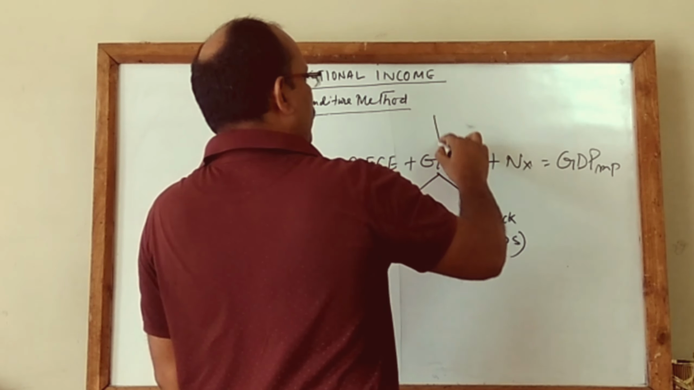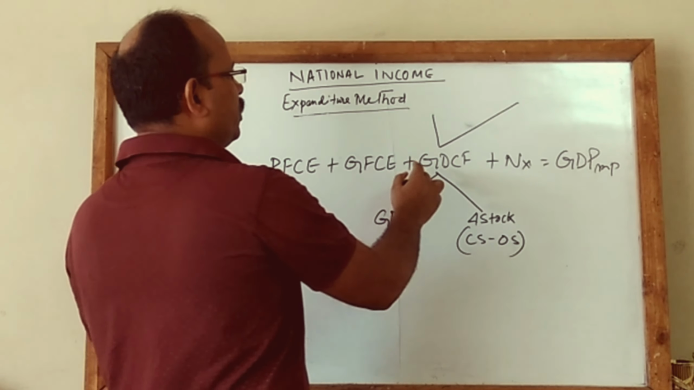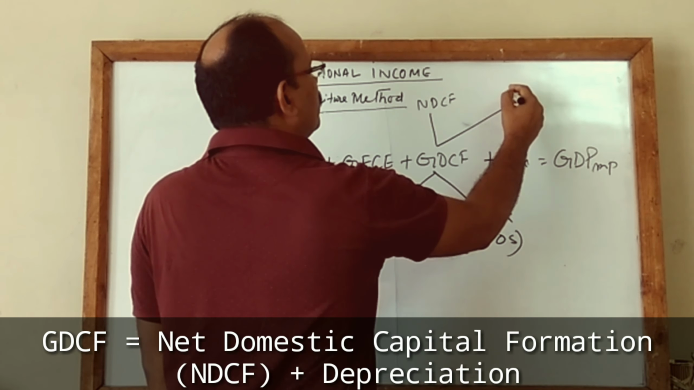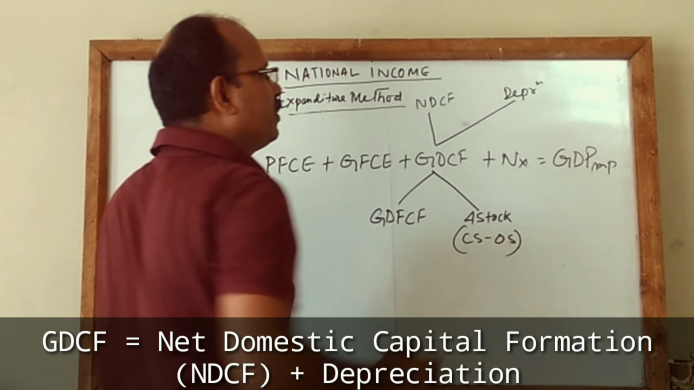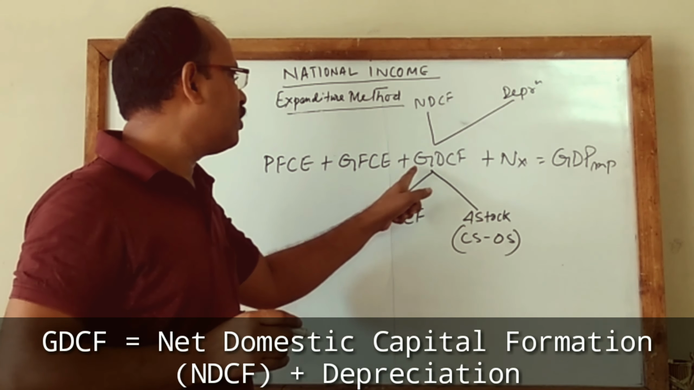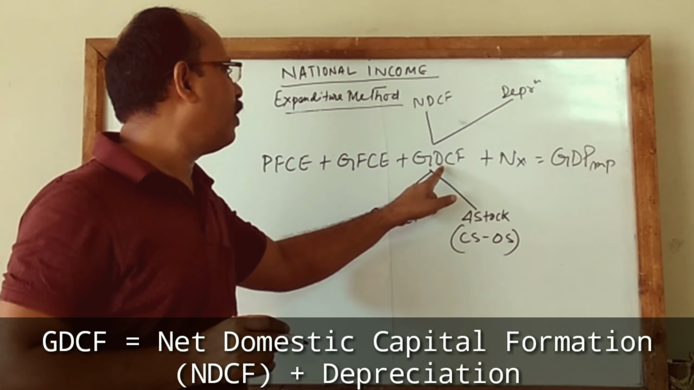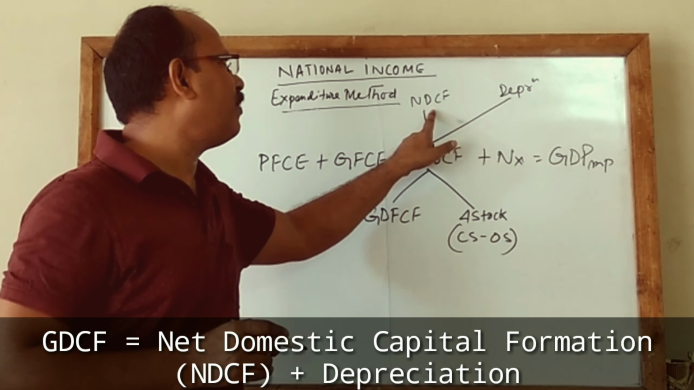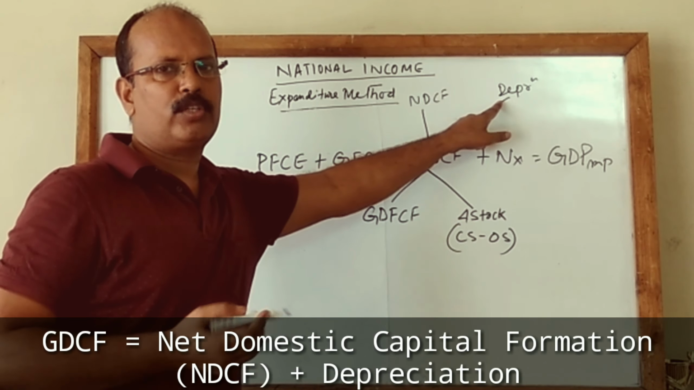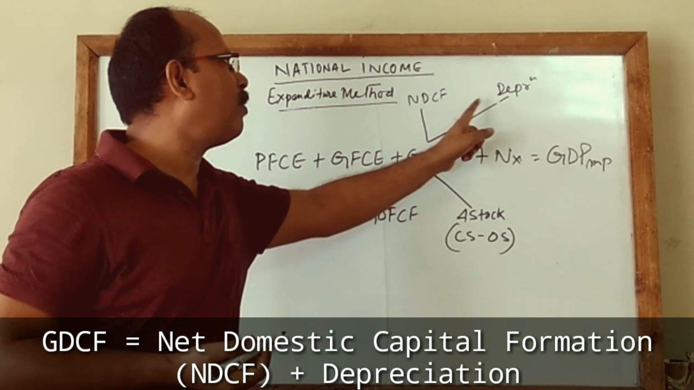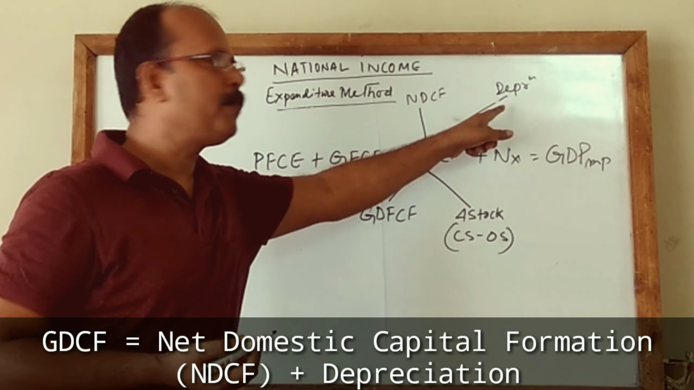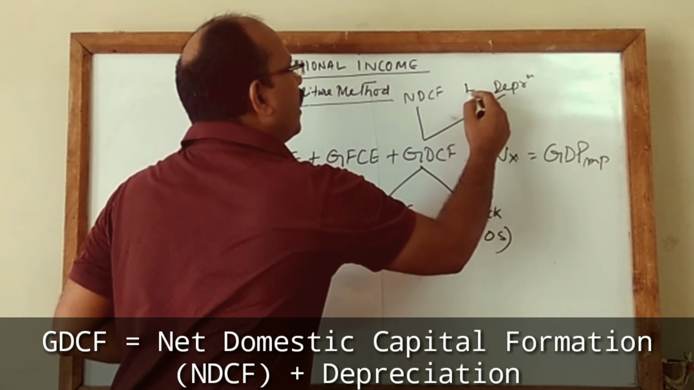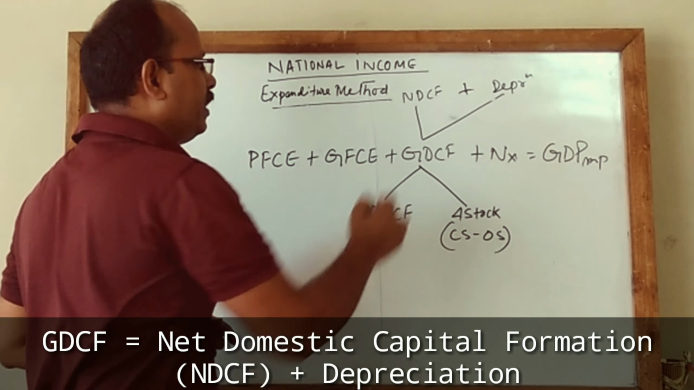Again, you may get another classification of this. GDCF is NDCF, net domestic capital formation, and depreciation. Sometimes it may be given like that. GDCF, gross domestic capital formation, may not be given directly, but you will be given NDCF, net domestic capital formation, and depreciation. So it's quite easy. If you add net domestic capital formation and depreciation, you will get gross domestic capital formation. That is NDCF plus depreciation gives gross domestic capital formation.